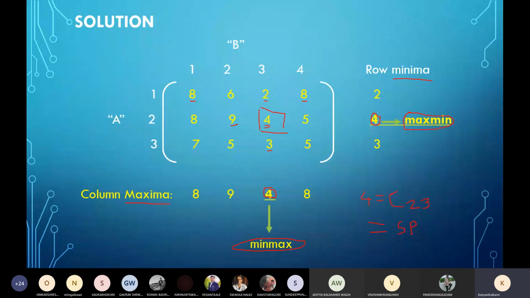And how will you write the final conclusion? You will write that player A is going to play row 2 for winning, and player B is going to play column 3 for avoiding his loss, or vice versa. Player B is going to play column 3 for winning, and player A is going to play row 2 for avoiding or minimizing his losses. So these are the strategies played by A and B.